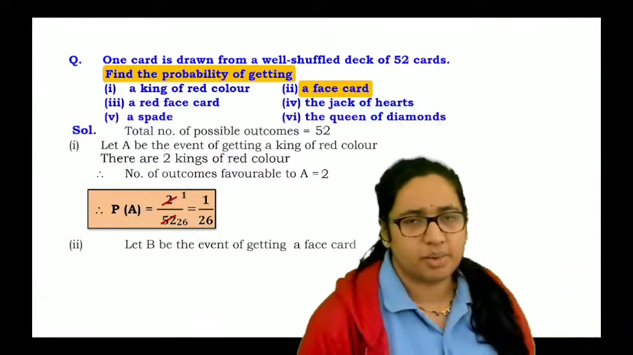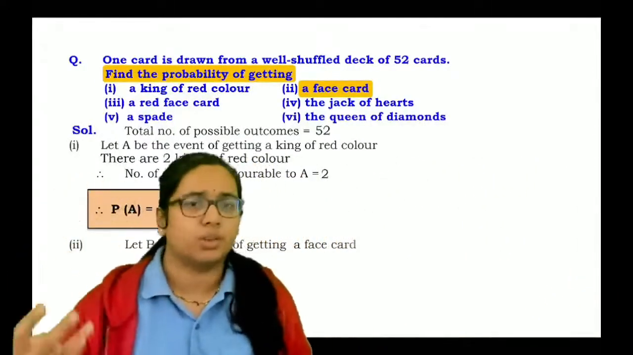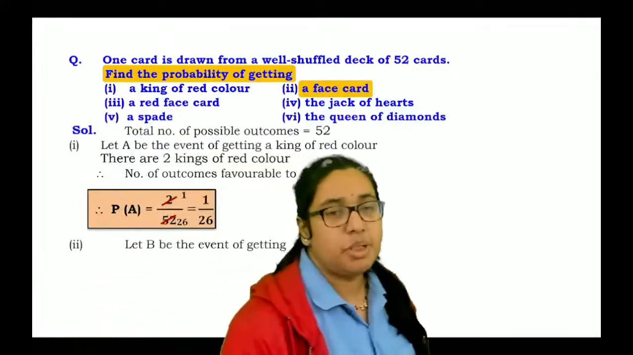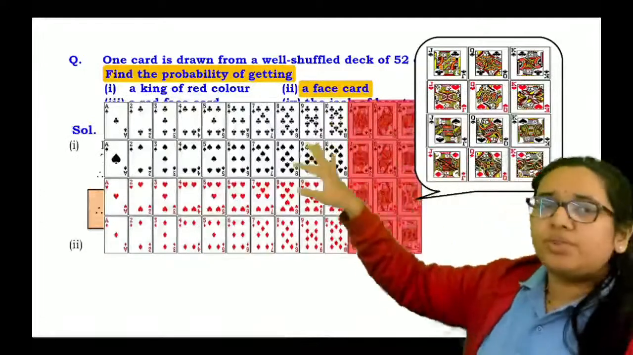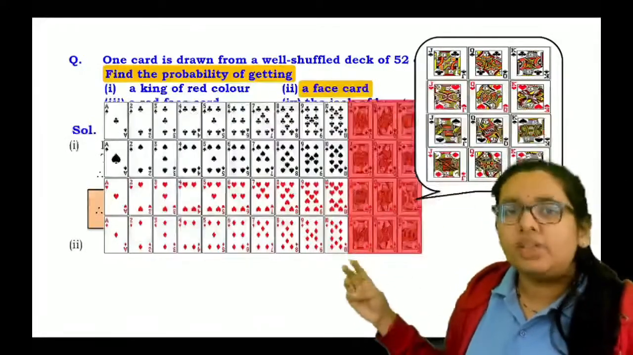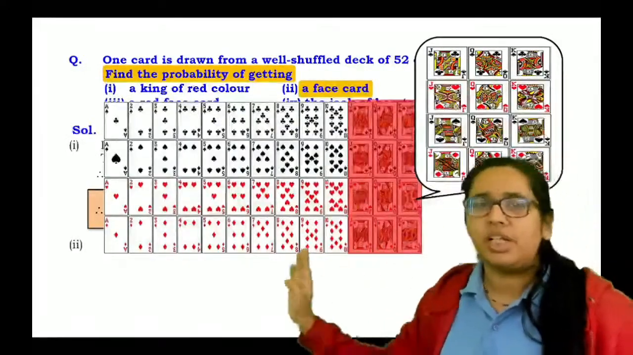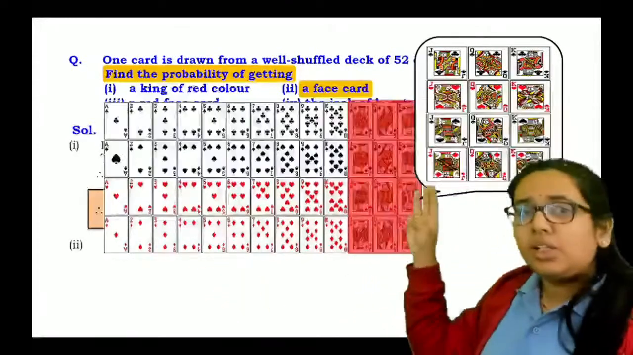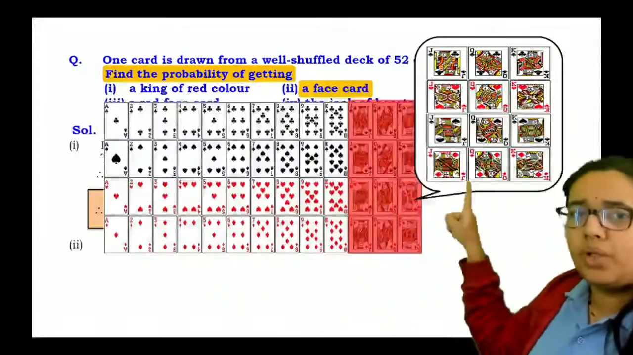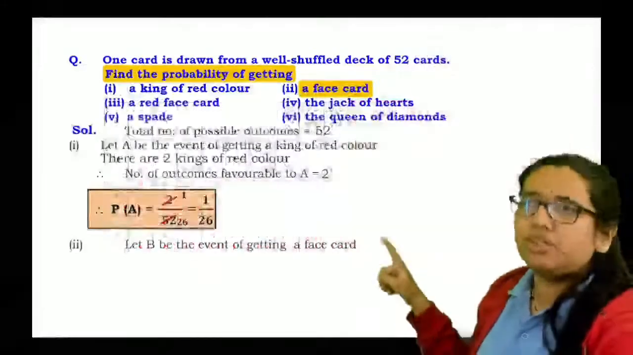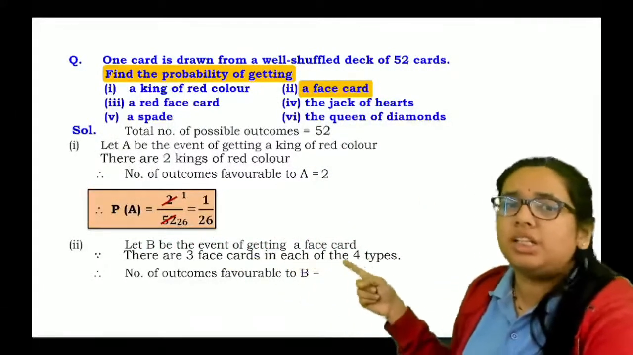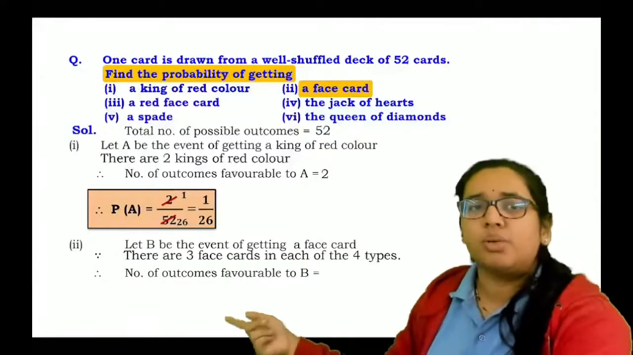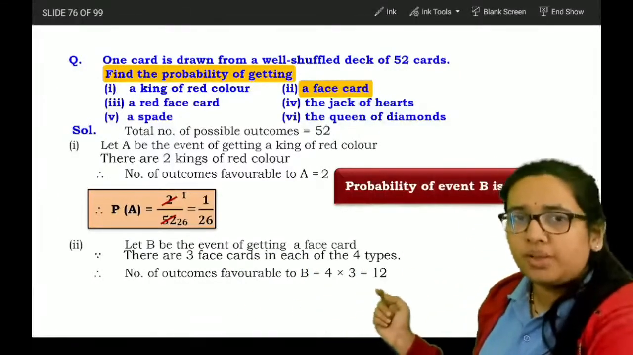A face card is nothing but we are just considering the jack, queen and king. Let B be the event of getting a face card. Now, out of these 52 cards, there will be 3 face cards for each group, right? Hence, the total number of face cards will be 3 times 4, which is nothing but 12. There are 3 face cards in each of those 4 types. Therefore, the number of favorable outcomes will be 12.